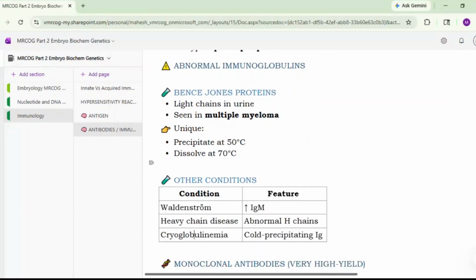Other conditions of abnormal immunoglobulins: one is Waldenstrom, where the IgM levels are increased. Okay, remember Waldenstrom. Here W is there, so opposite to W will be M. So which antibodies are increased? IgM type. Then heavy chain disease, where there are abnormal heavy chains, and third is cryoglobulinemia. Here cold precipitating immunoglobulins are present.